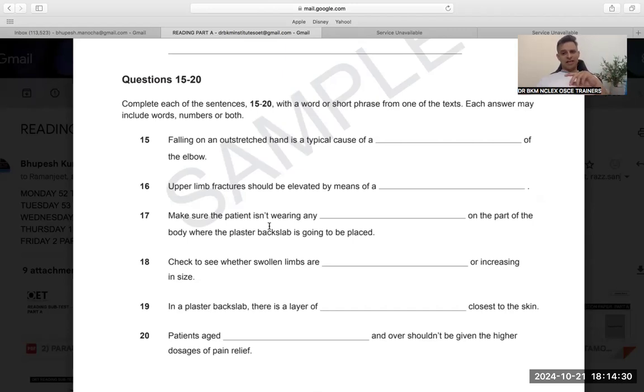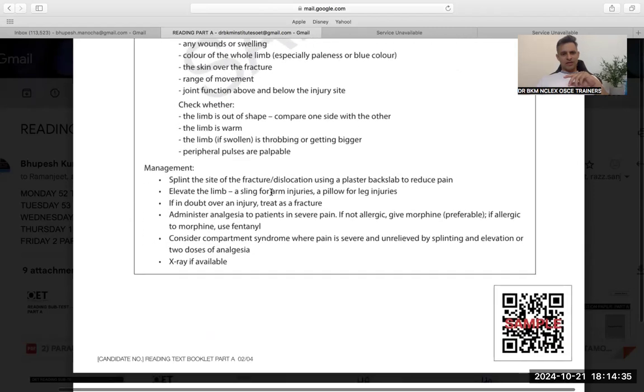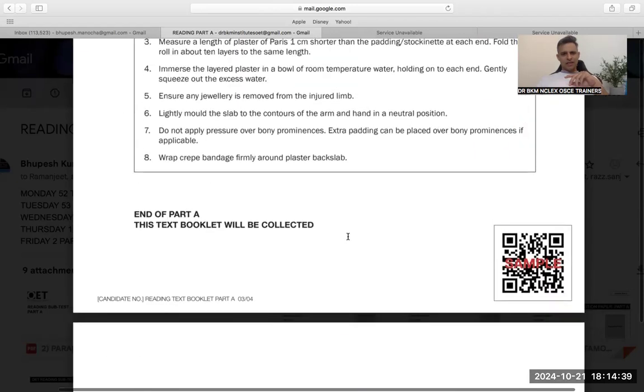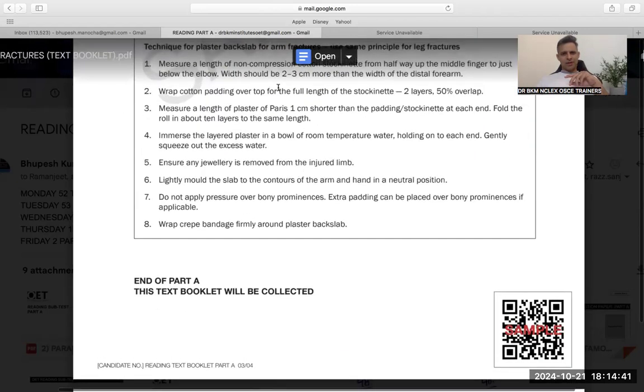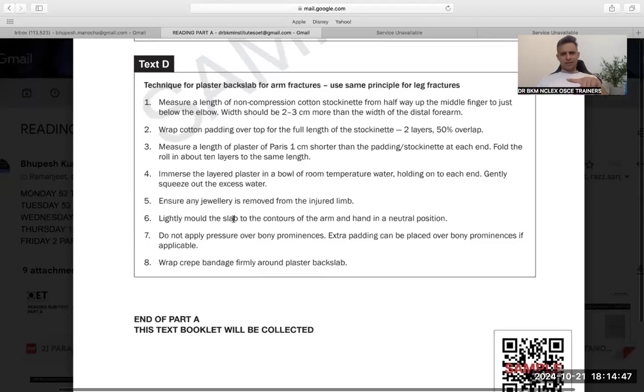So plaster back slab. If I go to this plaster back slab, I cannot see anywhere plaster back slab. Then I go to D. Then I say a plaster back slab. I can't see over here as well. Slab, the word slab I can see. So plaster back slab is given over here.